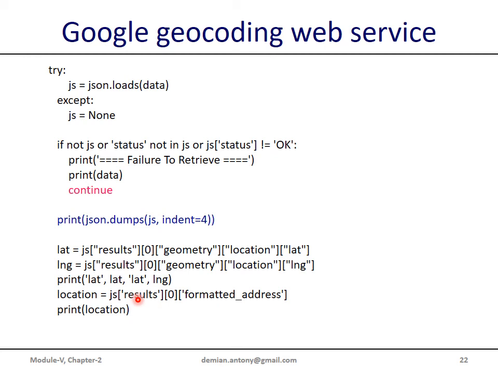The location also can be obtained by using the key results. The index indicates the first result, and formatted address gives us the location. We can print the location, and this has to be executed till we stop, because we use while True. Okay, and you can go on getting the geographic information.